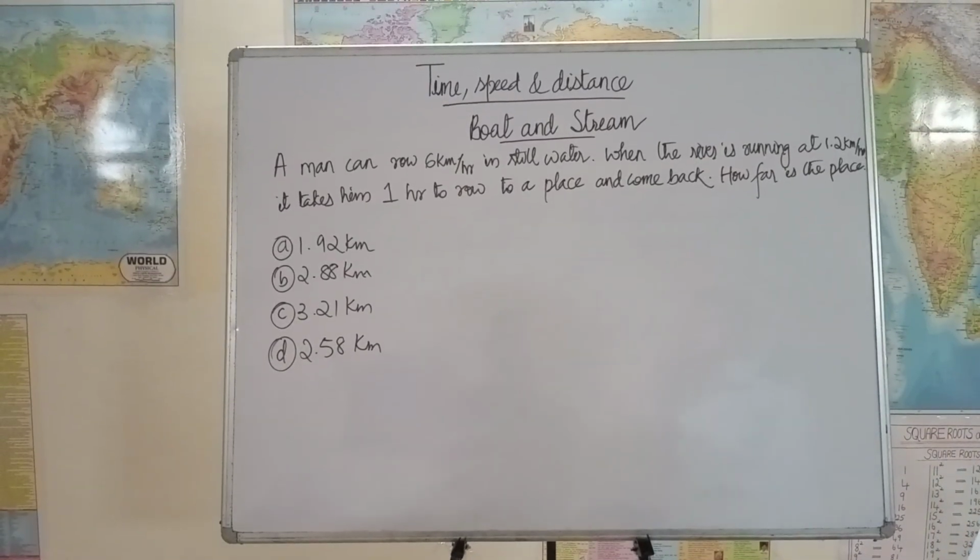We have a question here. A man can row 6 km per hour in still water. When the river is running at 1.2 km per hour, it takes him 1 hour to row to a place and come back. How far is the place?